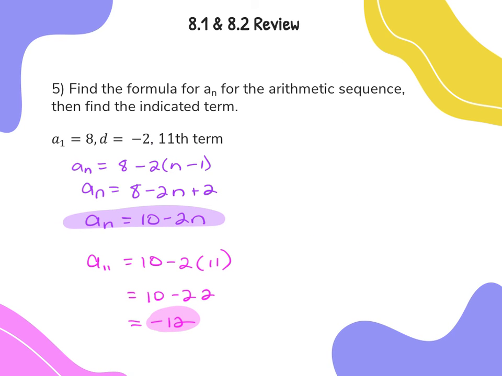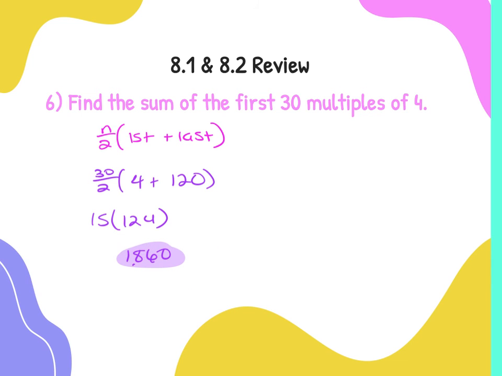Then came find the formula for a sub n for the arithmetic sequence, and then find the indicated term. So this is a 2-part question, and if this was on a Canvas quiz, it would give you 2 blanks. You have to make sure you have both parts. A sub n equals 10 minus 2n is your equation. And then you want to find a sub 11, which is negative 12. Almost everybody got the negative 12, but make sure you give both parts.